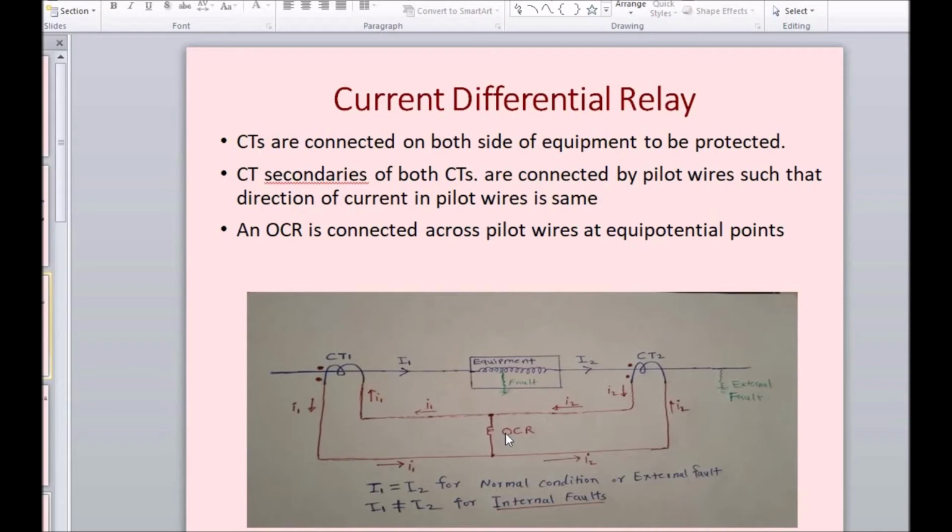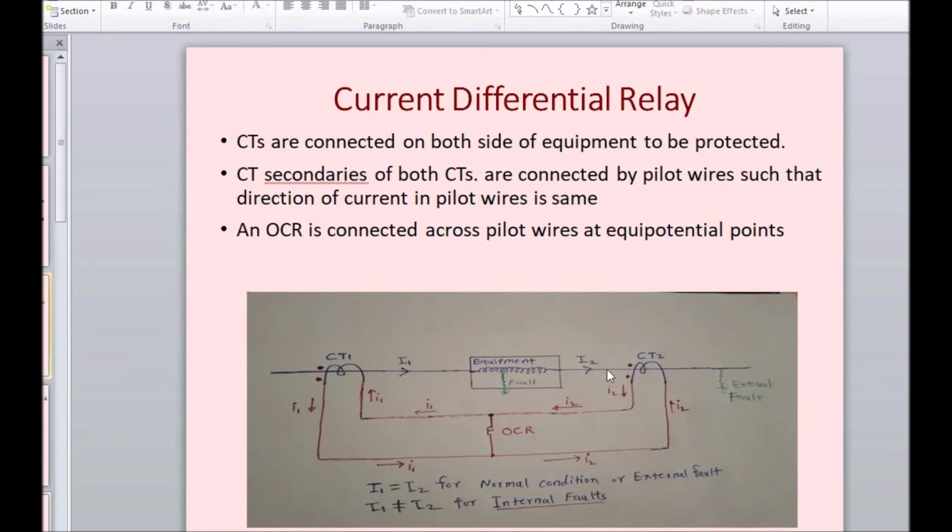That is, here the relay is operating based on the differential current flowing in the relay coil. Under normal conditions or external fault conditions, the differential current flowing through the relay operating coil is 0, that is, I1 minus I2 is 0. But for internal faults that lie in between the zone of the two CTs, there is always a difference of current flowing through the overcurrent relay coil, because capital I1 and capital I2 are different.